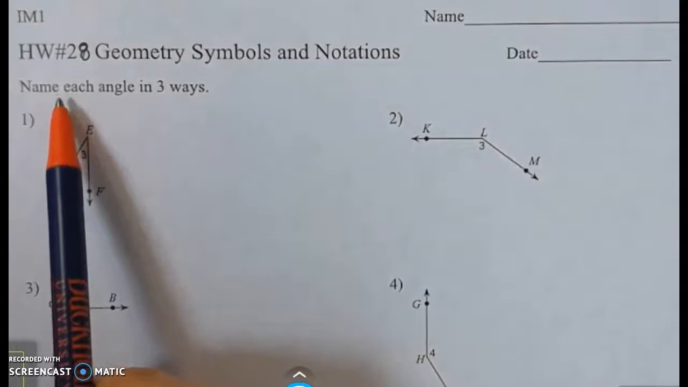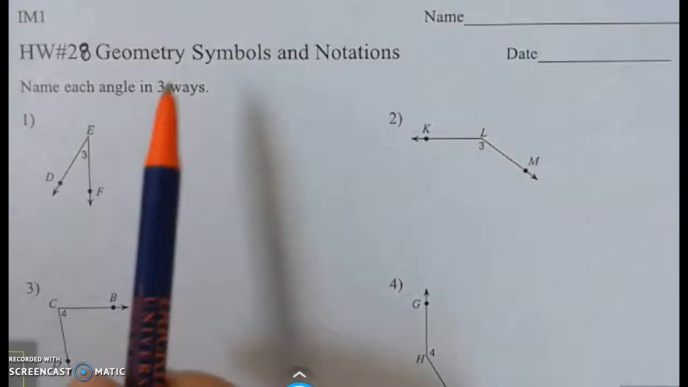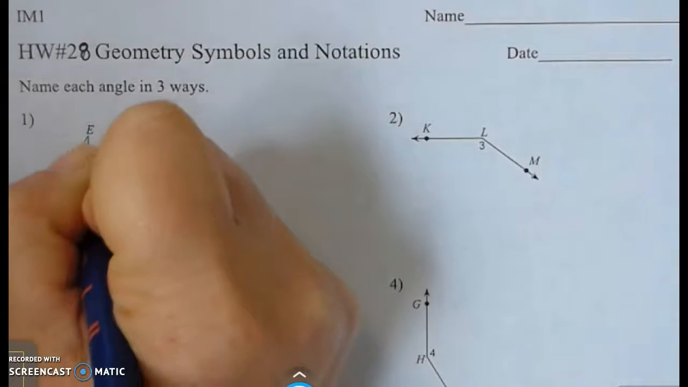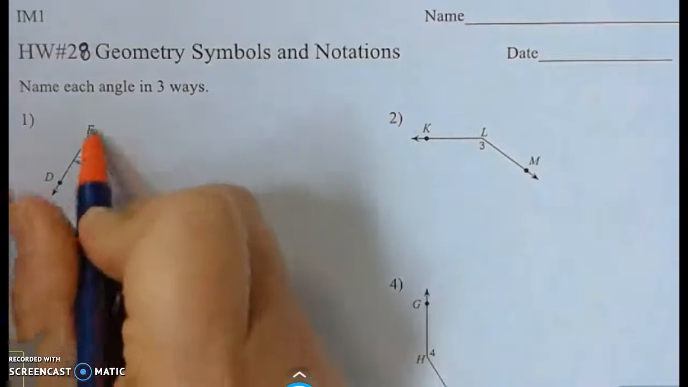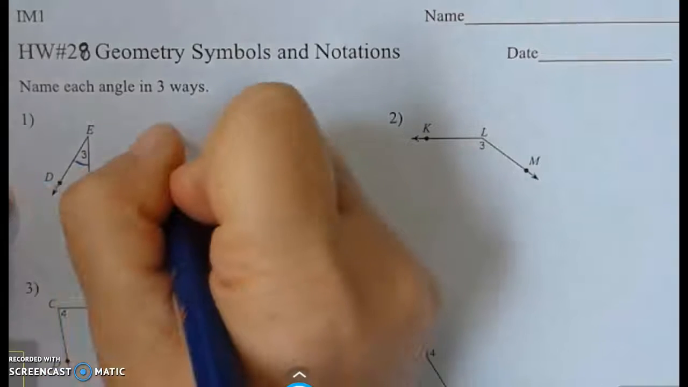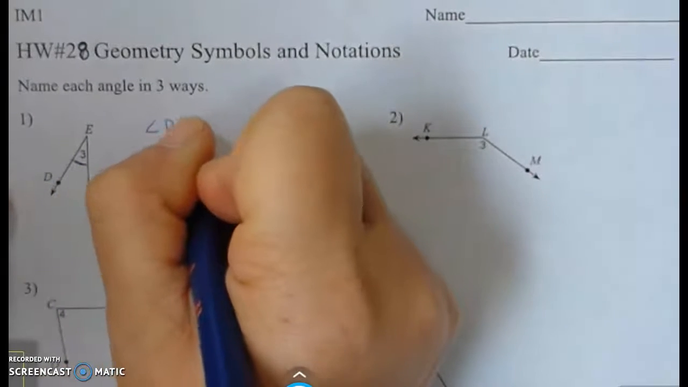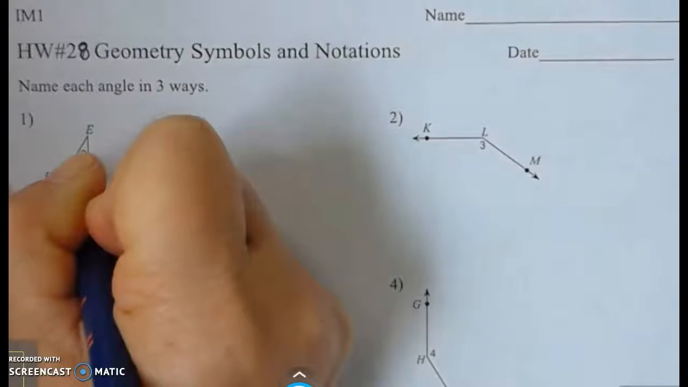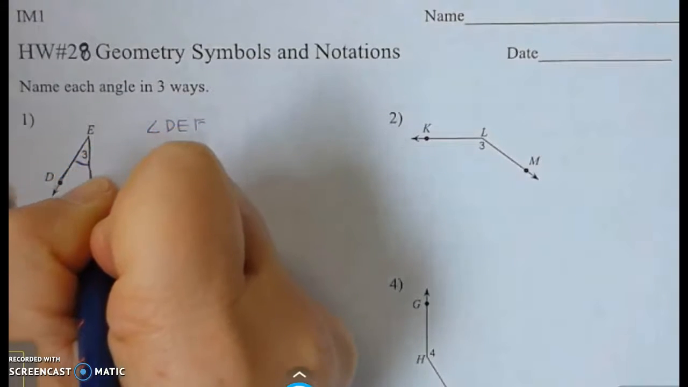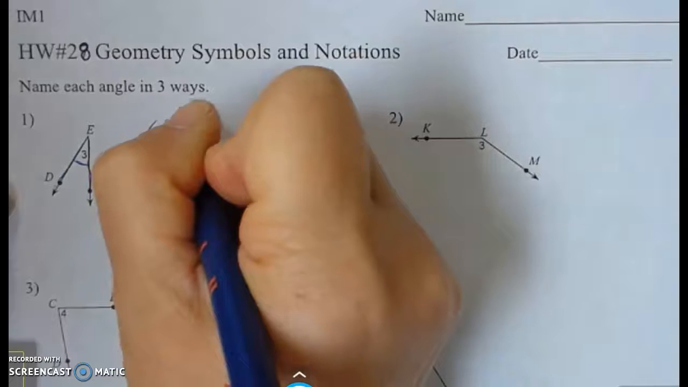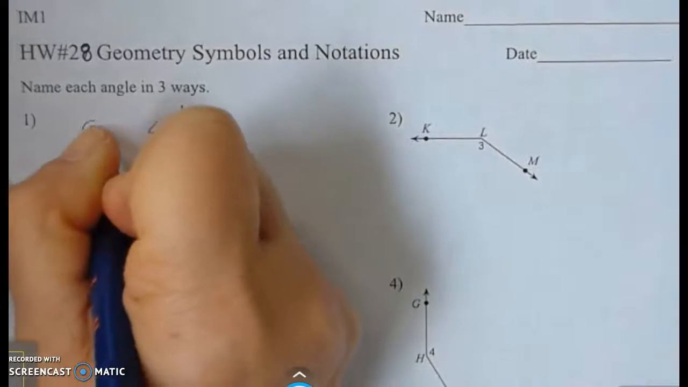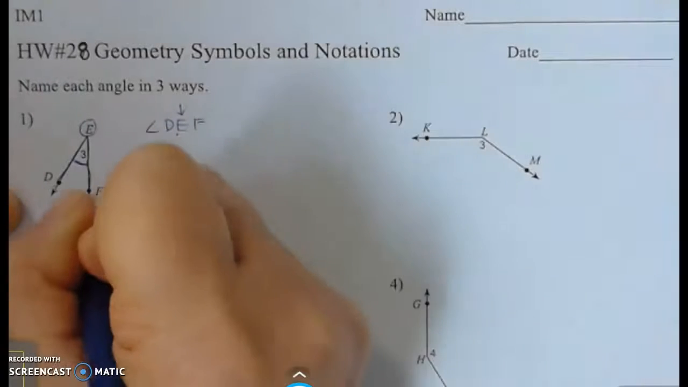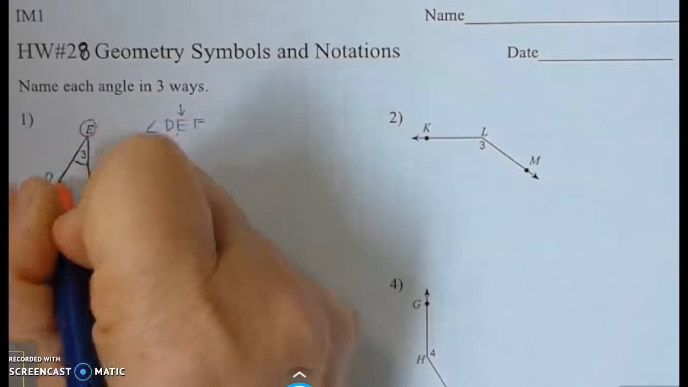Now it says the first question, name each angle in 3 ways. So we're trying to name this angle right here. We can use the 3 letters. We can call this angle DEF. When you do that, the middle letter has to be at the vertex. The vertex has to be at the middle letter. We can also go backwards and say FED.